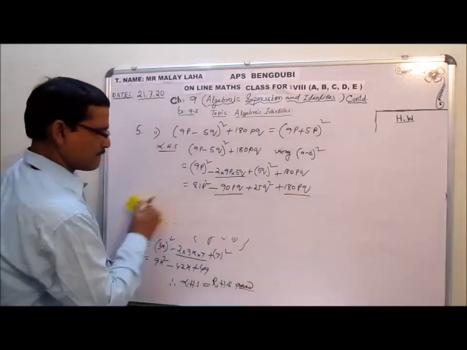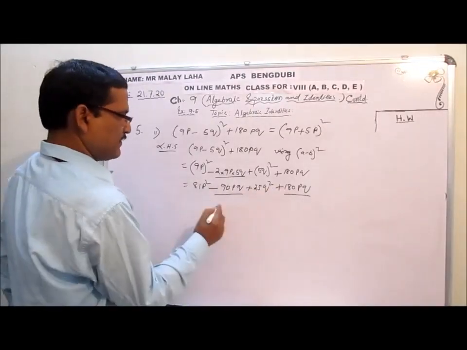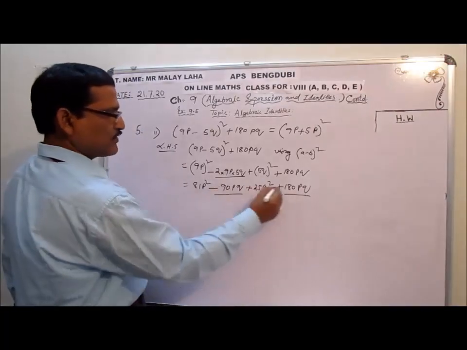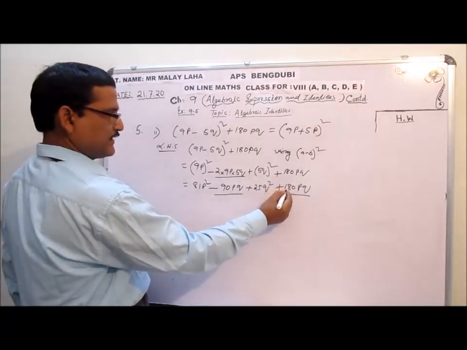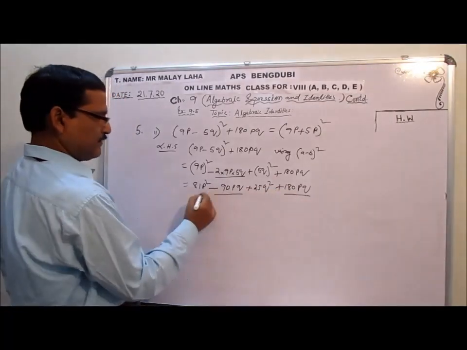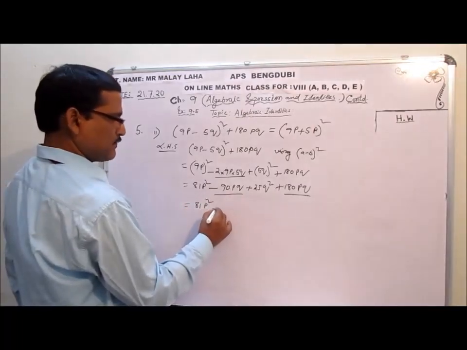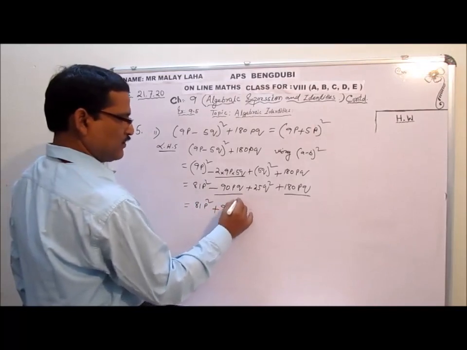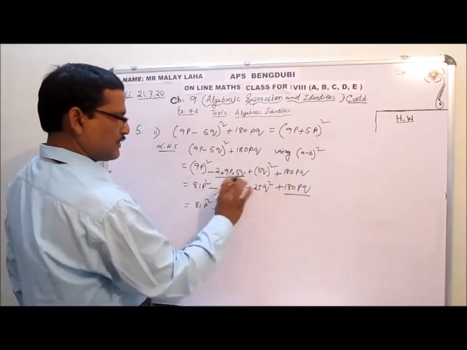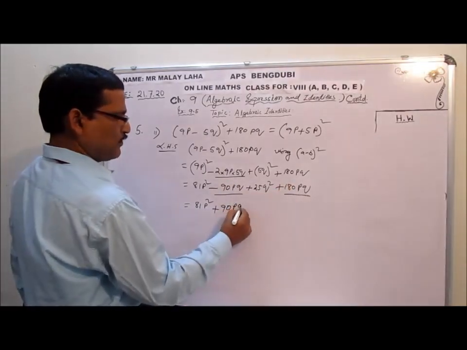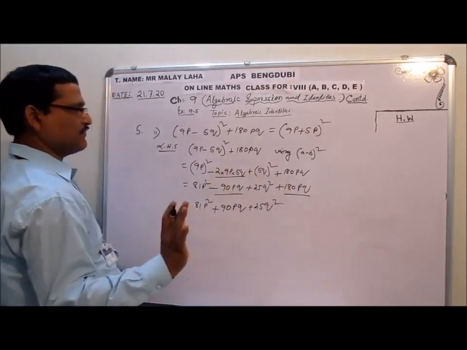If I calculate these two like terms, so 90 you have to subtract from 180, result is 90, sign will be plus since 180 is greater and 90 is negative. Okay, so 81p square. After calculation I am getting minus 90pq and plus 180pq, I am getting plus 90pq plus 25q square. Okay, this is the first part.